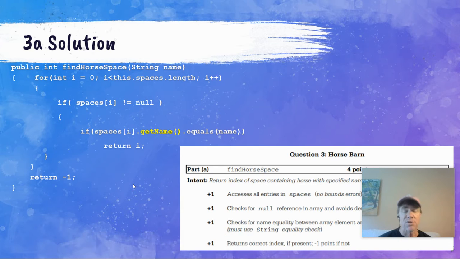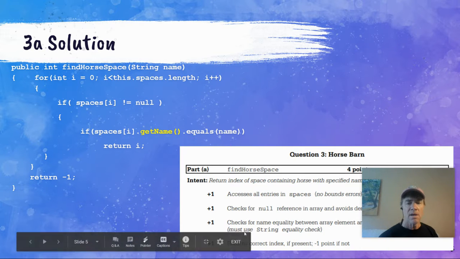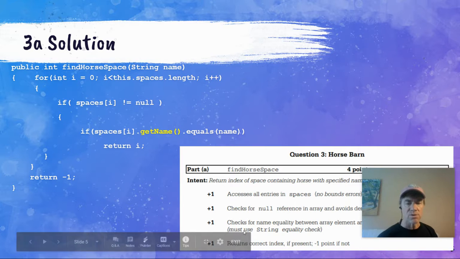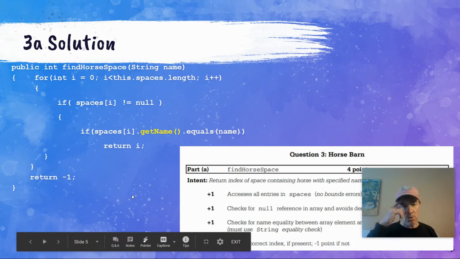You get a point too if you check and make sure that it's not null. So if you do that, you're going to get another point. Again, it doesn't say that you do everything else right. So if you do those two things, you've just gotten 2 points out of 4. Here I'm going to check to make sure that the name is the same. Notice that they say that you've got to use the string equality. You can't just use double equals. So you will not get the point if you use double equals. And then return the correct value or -1. That's the last point. So there's 4 points on that.